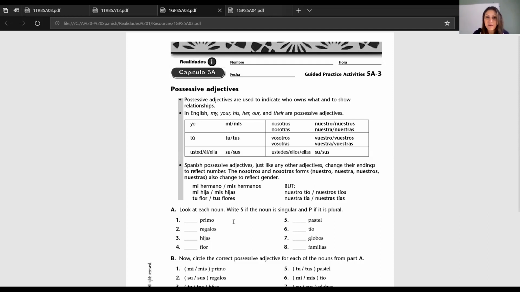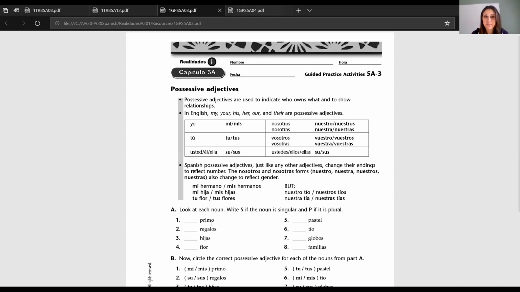Now let's look down here at part A and look at each noun, and then it has you section it with S or P. S if it's singular, P if it's plural, because it's trying to get you in the habit of looking at the noun that you're modifying and determining, is it singular, is it plural? Because that's going to determine which possessive adjective you use. Unlike English, where we would say my book and my books, in Spanish, you say mi libro or mis libros.